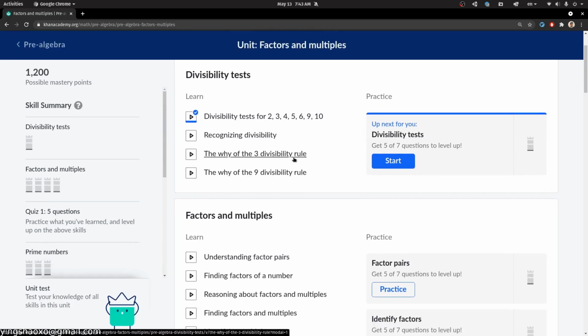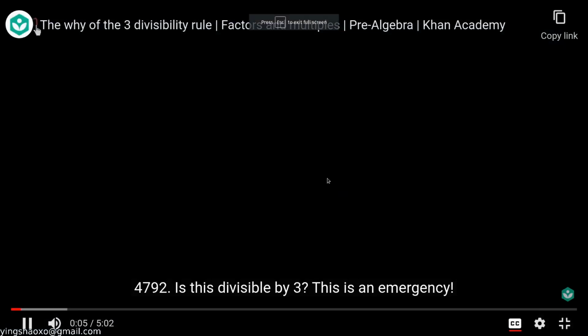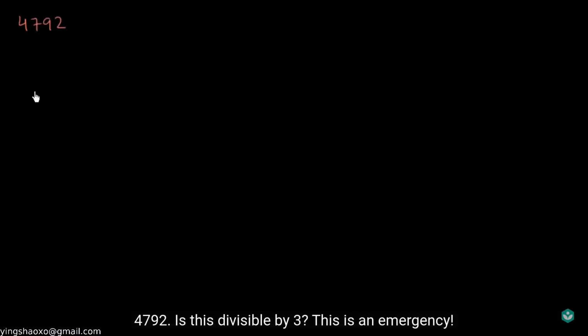3 divisibility rule, what is that? You're just walking down the street and someone comes up to you and says, quick, 4,792. Is this divisible by 3? This is an emergency. Tell me as quickly as possible. And luckily, you have a little tool in your toolkit where you know how to test for divisibility by 3. You say, well, I can just add up the digits. If the sum of that is a multiple of 3, then this whole thing is a multiple of 3.